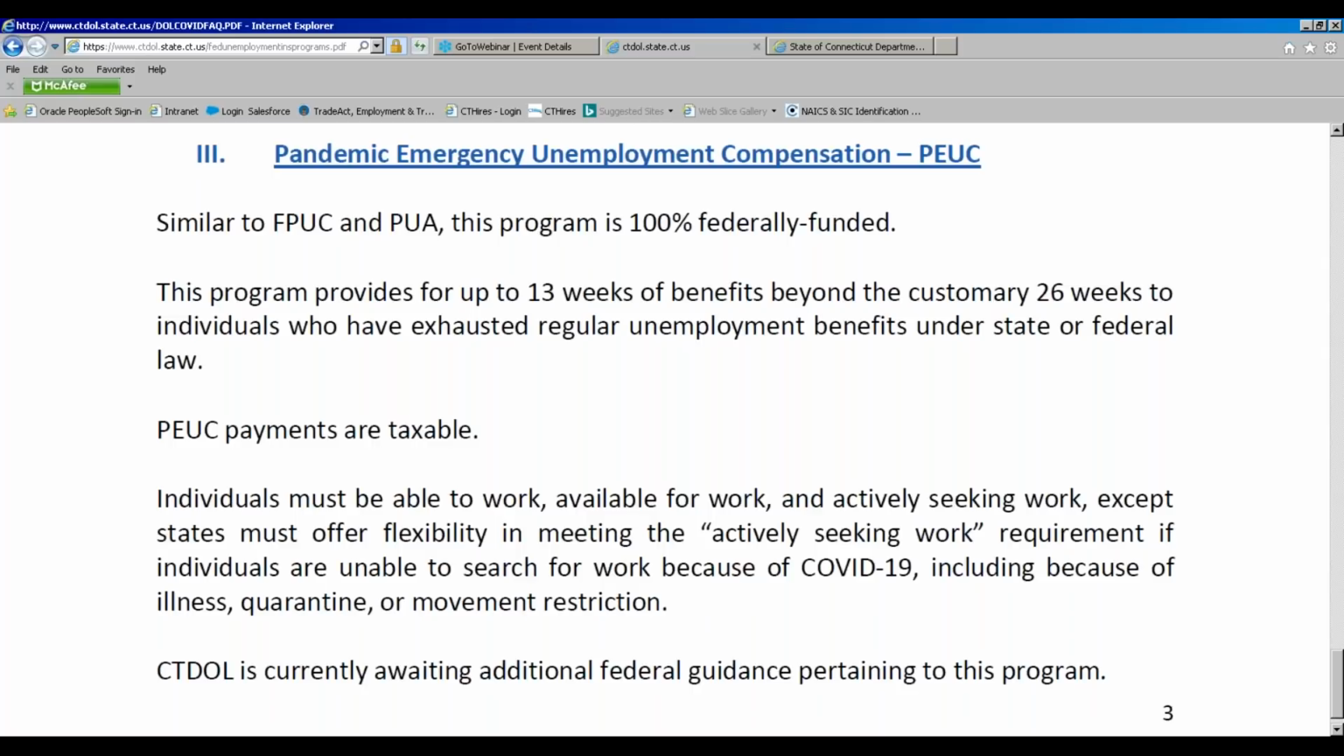And in order to be eligible for that, you have to have exhausted all rights to the UI, or unemployment insurance, under our state or federal law. You must be able to work and available for work, and at this time the commissioner has temporarily waived the work search requirement for this particular program while we are still under COVID-19.